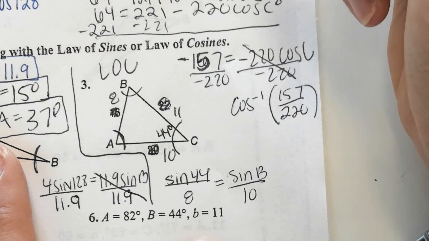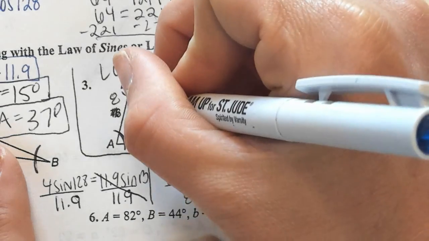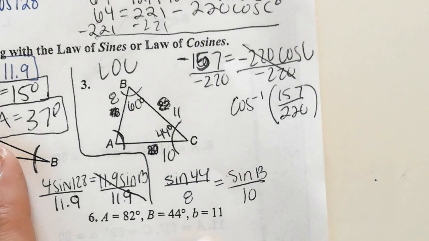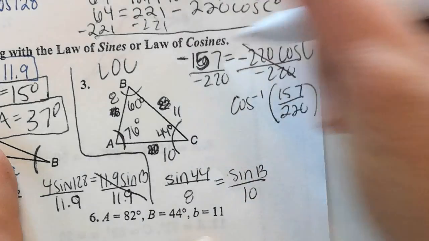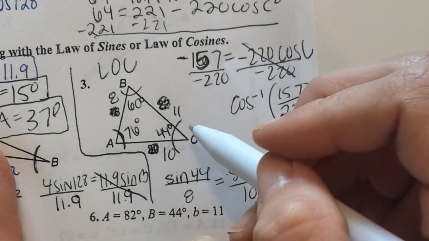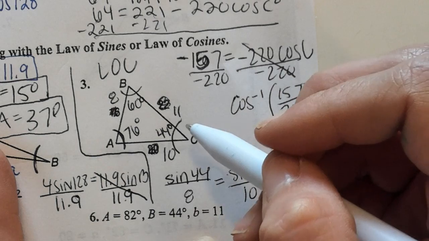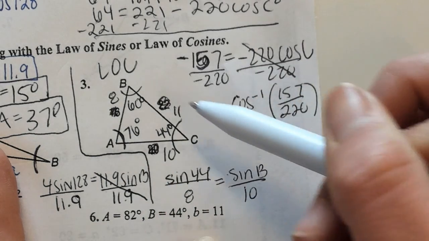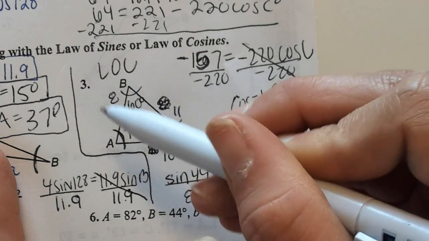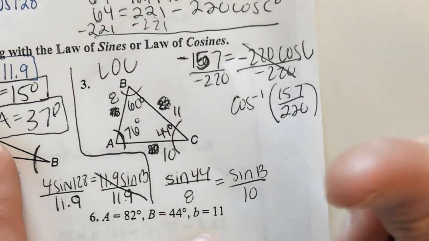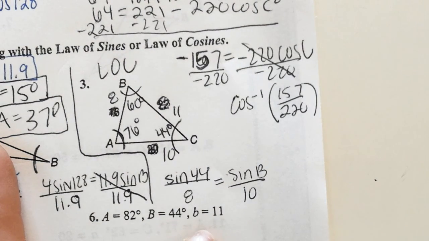What did we get? 60? Very good. Go ahead and find A. What did we get? Very good. And this matches up because what's the biggest angle here? A. What's the biggest side? A. What's the middle angle? 60. This is the middle side. This is smallest angle, smallest side. So it all works out. Any questions on law of cosines?